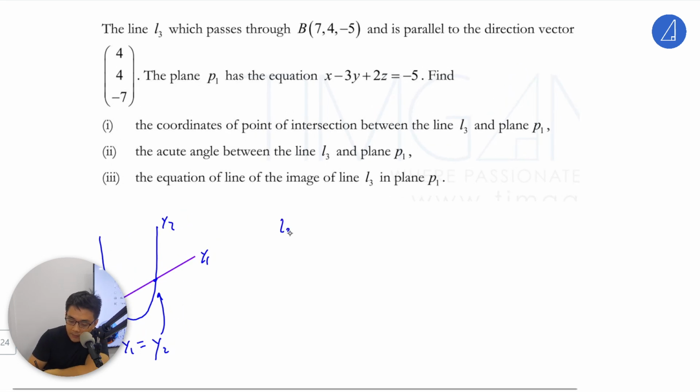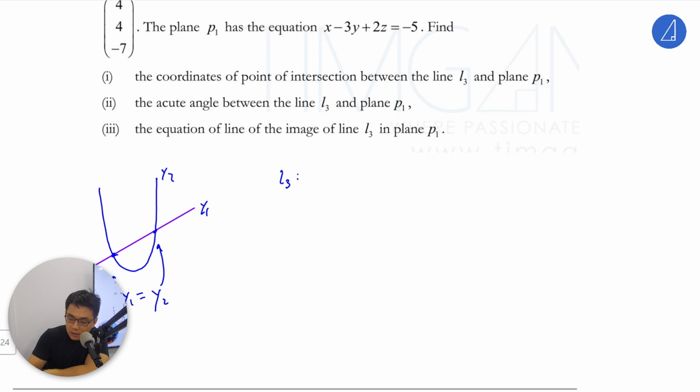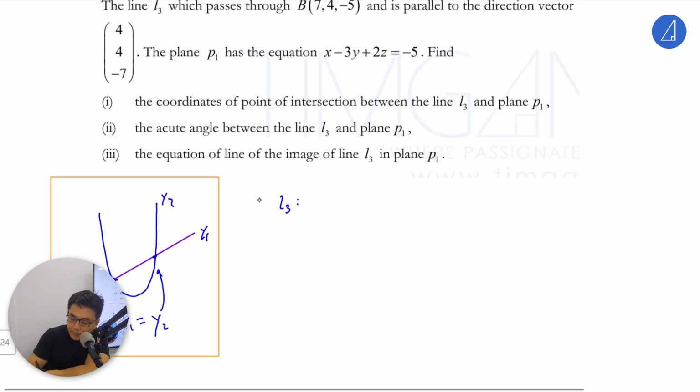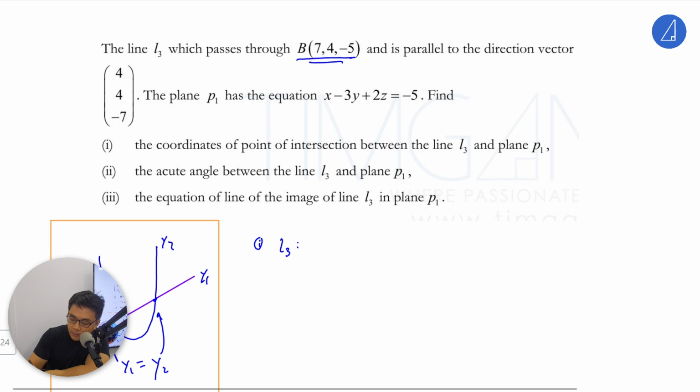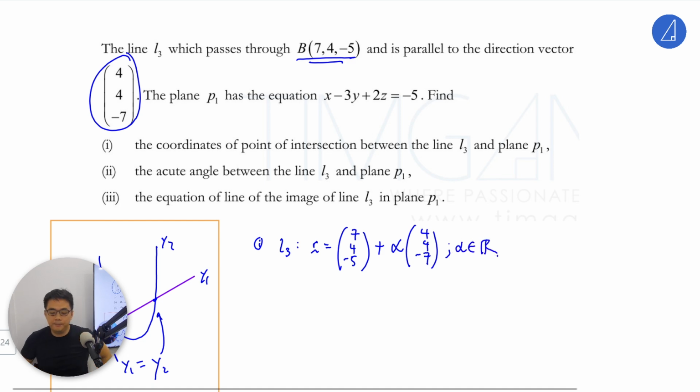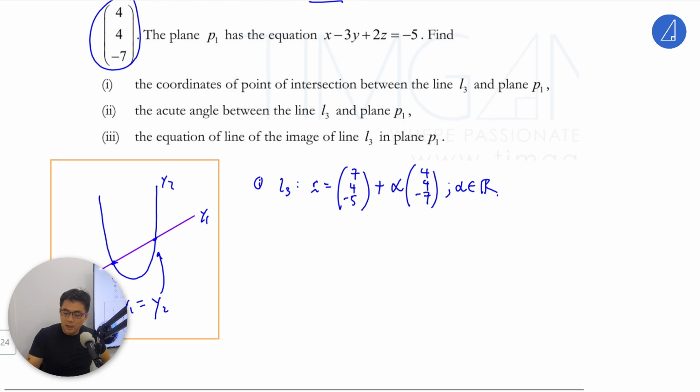So line 3, this is just the same concept. Okay, line 3 passes through B, and it has a vector line equation parallel to (4, 4, -7). So can I use this as say alpha (4, 4, -7)? Alpha is a real value. Then P1 is r dot (1, -3, 2) equals to -5.